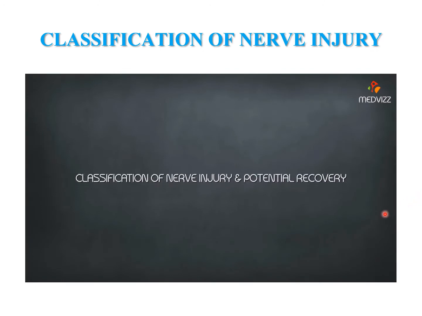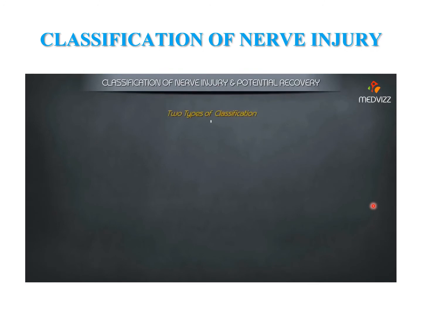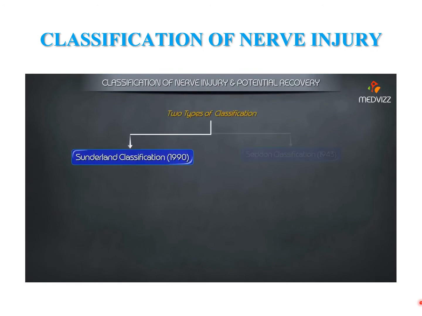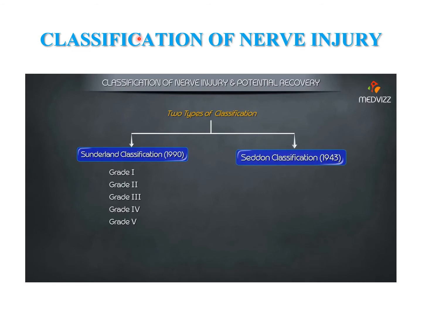Now this one is a video of classification of nerve injury. Classification of nerve injury and potential recovery. There are two types of classification. Sunderland classification, 1990. There are 5 grades of nerve injury. Seddon classification, 1943. It is classified as neuropraxia, axonotmesis, and neurotmesis.